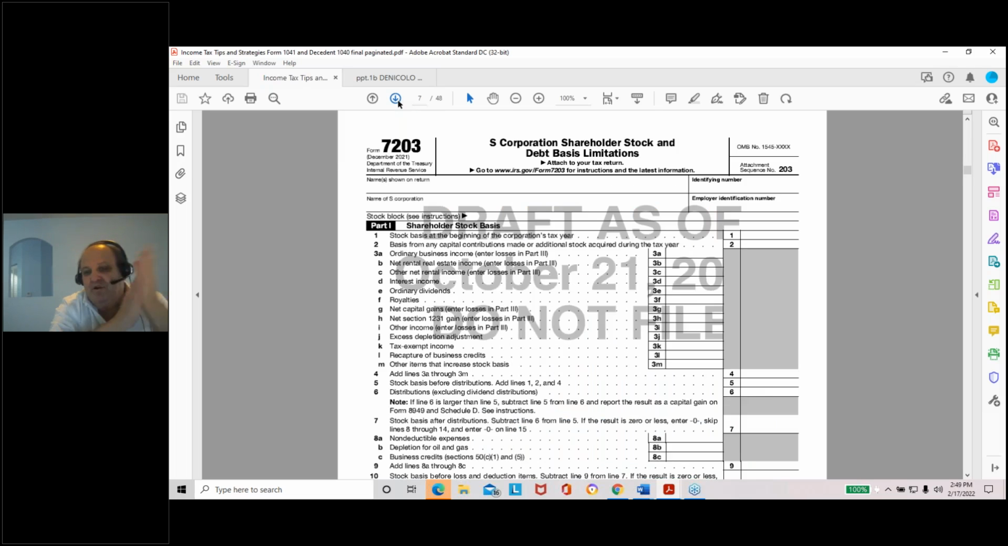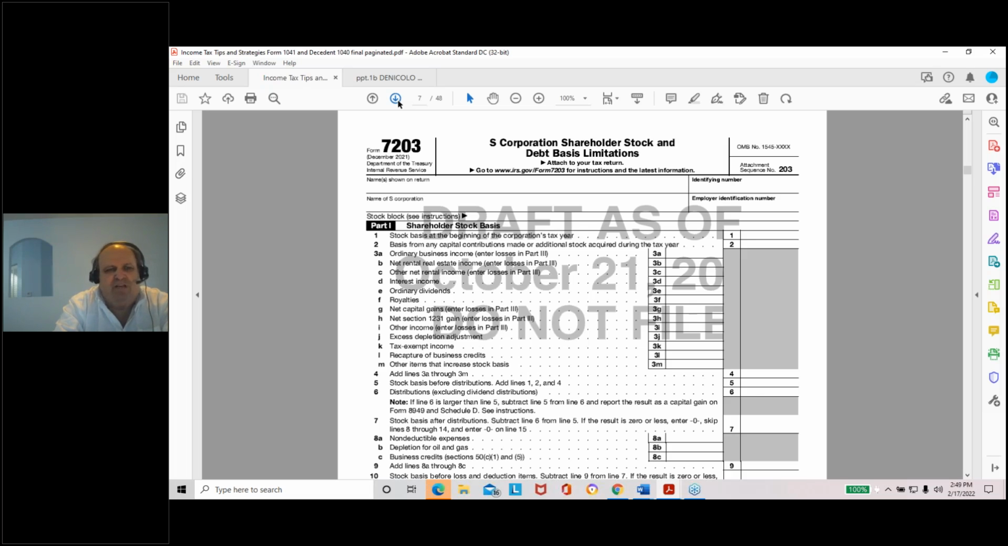So let's take a look at the forms just for a moment, and then we'll move on down the yellow brick road. This is Form 7203, the S corporation shareholder stock and debt basis limitation. This is the draft as of October. I do apologize to the audience. They did do an update to this. They actually put out December instructions, and now we're going to have a final, obviously. And this is the form itself.